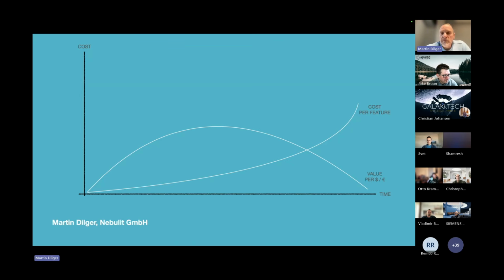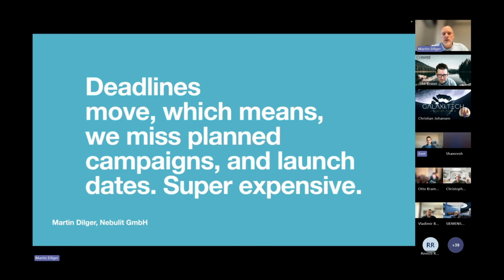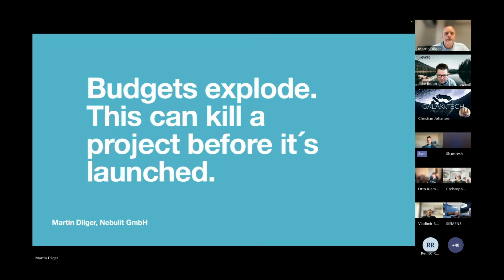The features get bigger and bigger, but you don't necessarily deliver more value. And if you look at the cost curve, the longer you work on the project, the more you need to pay for it. That's just how most projects look. The problem with this is deadlines move, which means we miss planned campaigns, we break our deadlines, and we break our launch dates. And everything becomes super expensive. And this repeats again and again in most projects.